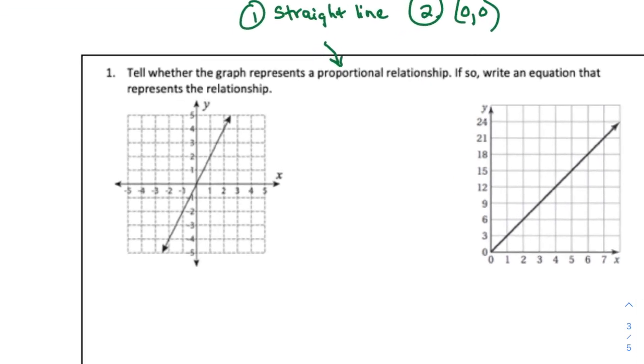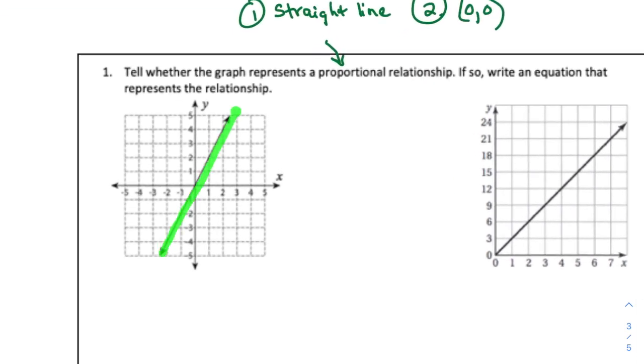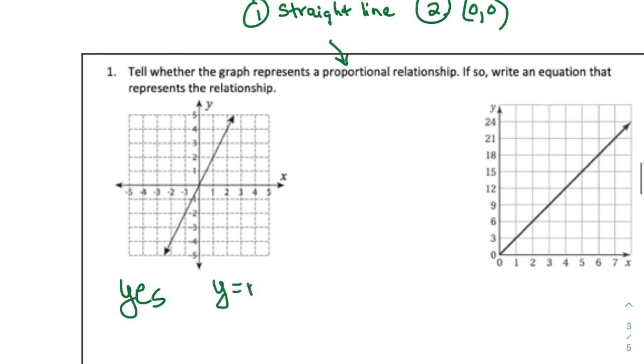All right, so I'm going to look at this graph. Right away, I see a straight line. And right away, I see that it goes through 0, 0. So it is a proportional relationship. So we'll just say yes right away. And then we're going to write an equation that would represent this graph. So remember that our equation is going to be y equals mx. The only thing that we have to figure out is what this m equals.